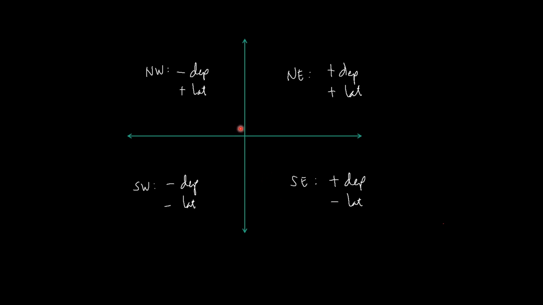So if the bearing is north, then the latitude is positive. If the bearing is south, then the latitude is negative. As for the easterly direction, the departure is positive, and for a westerly direction, the departure is negative.